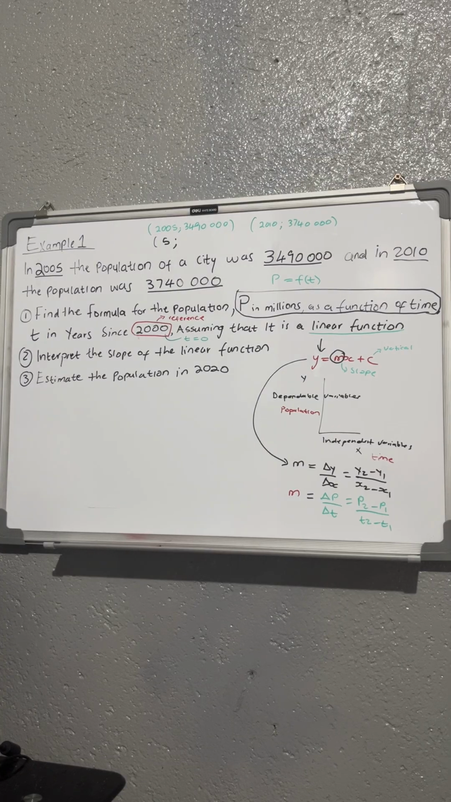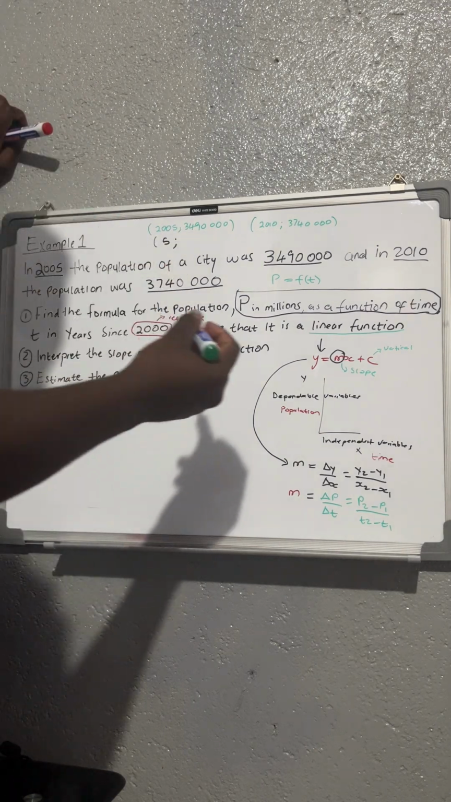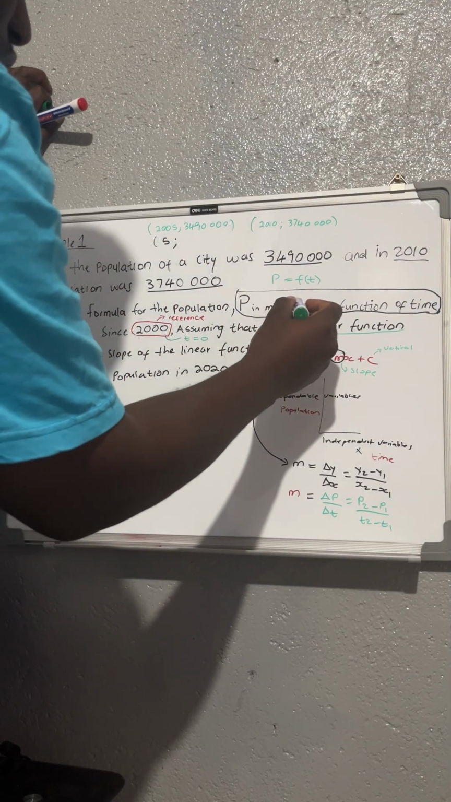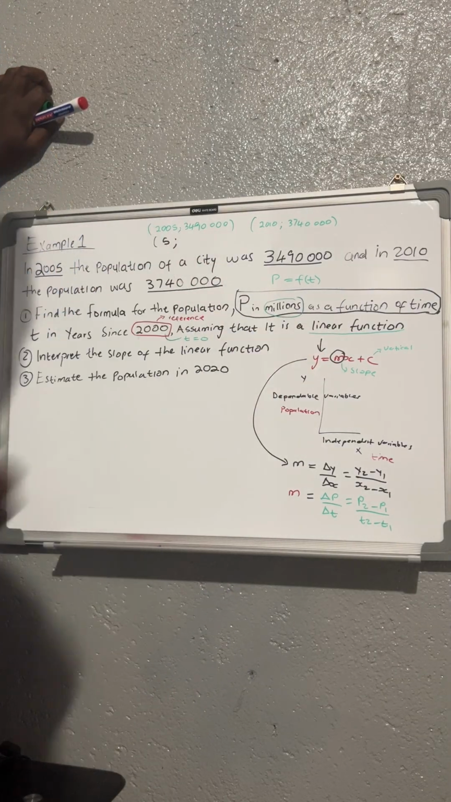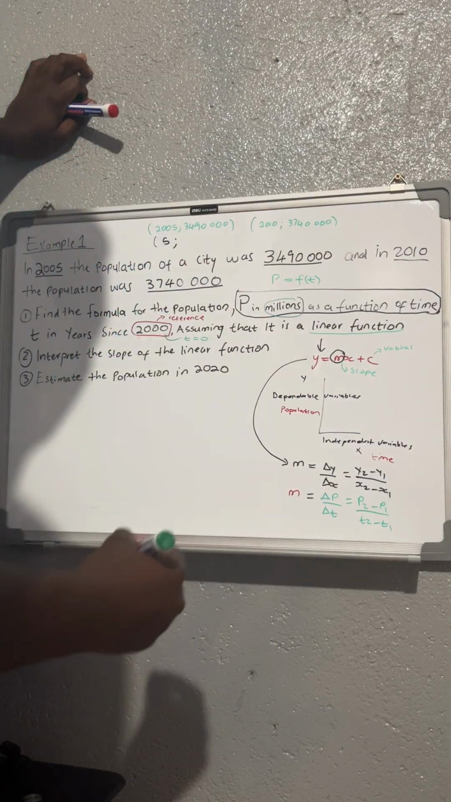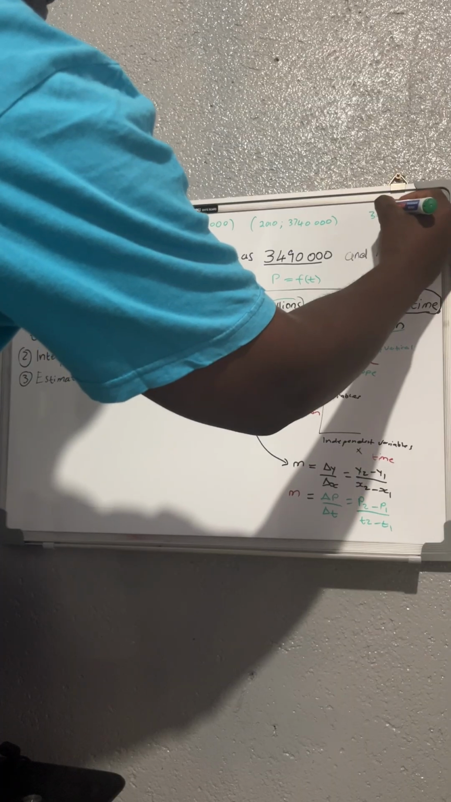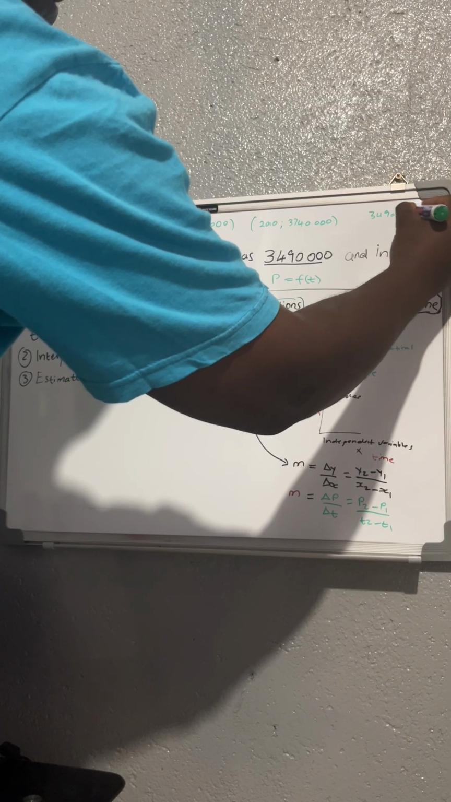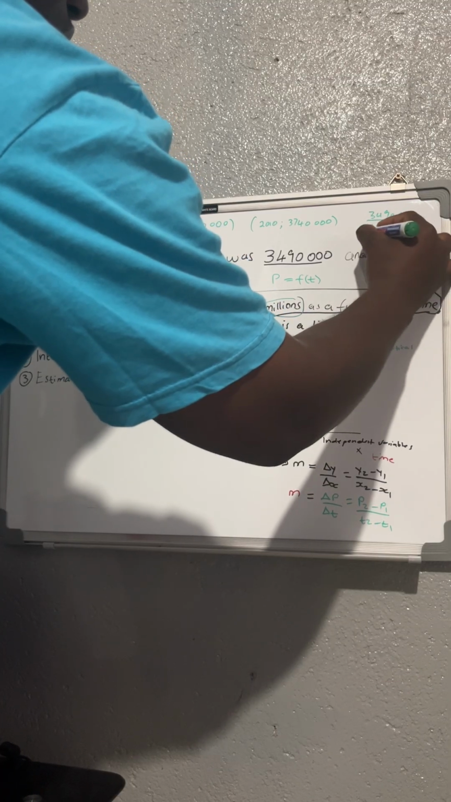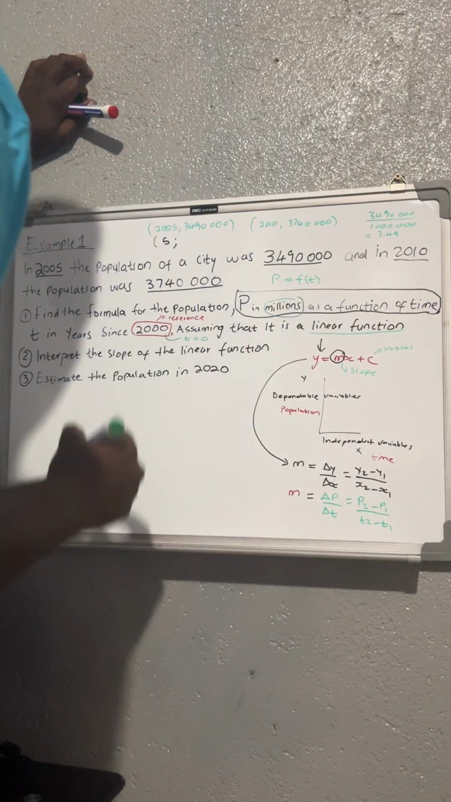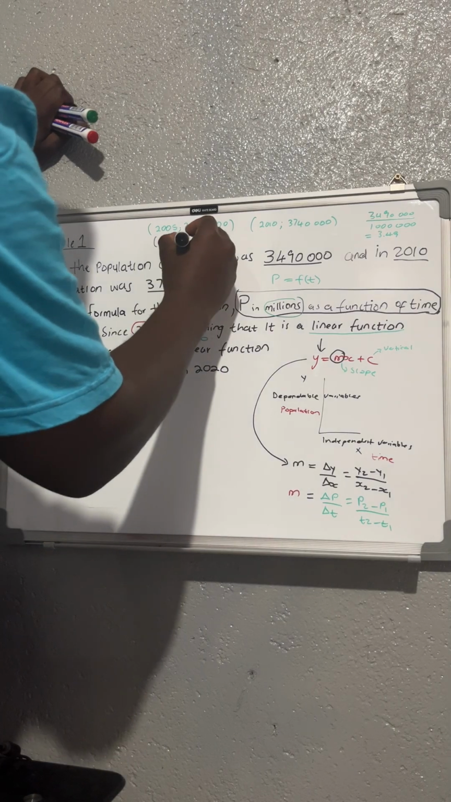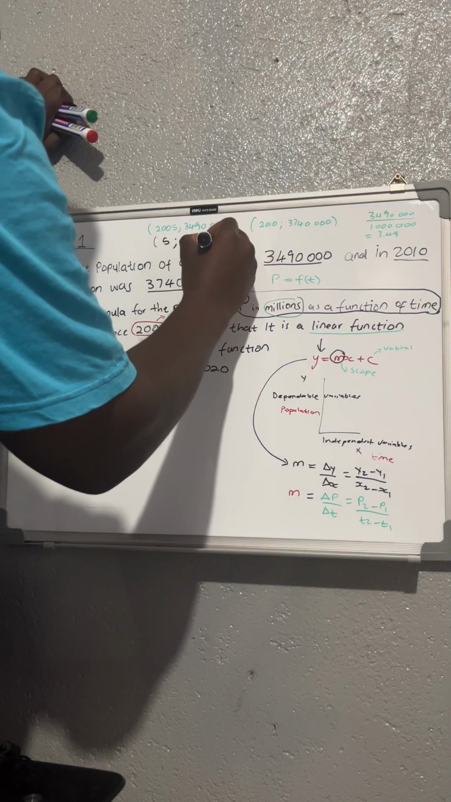Then we have this 3.49. Remember they said P is in millions, so we can actually divide by a million. Basically you have 3, 4, 9, 1, 2, 3, then we divide it by a million. Then this is going to give you your 3.49. So meaning here, the point that we're going to have is 5 and 3.49.